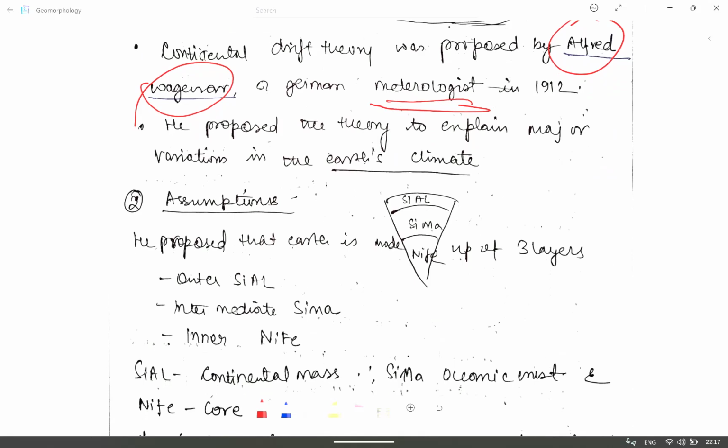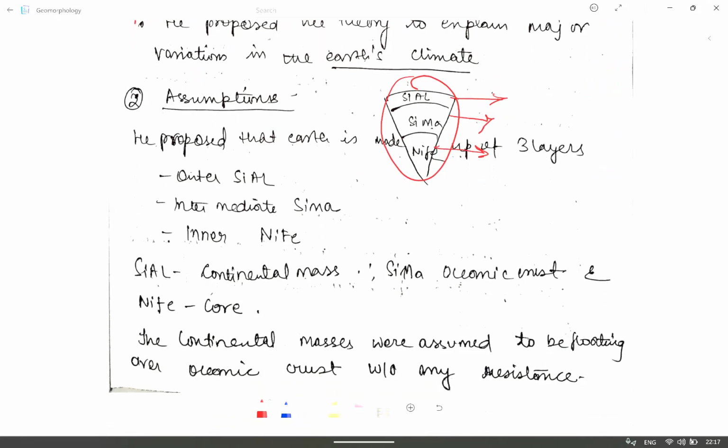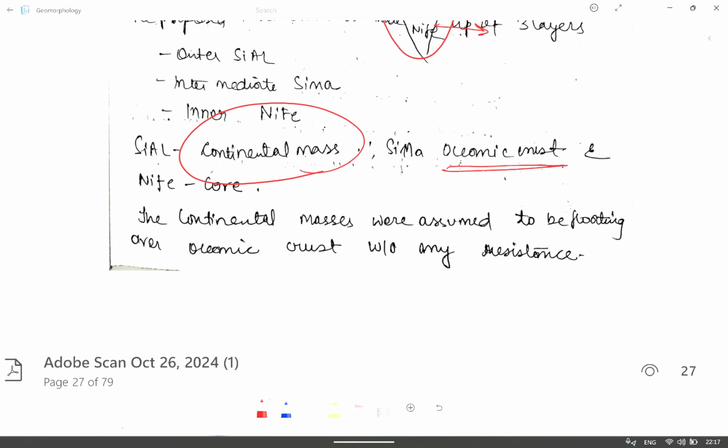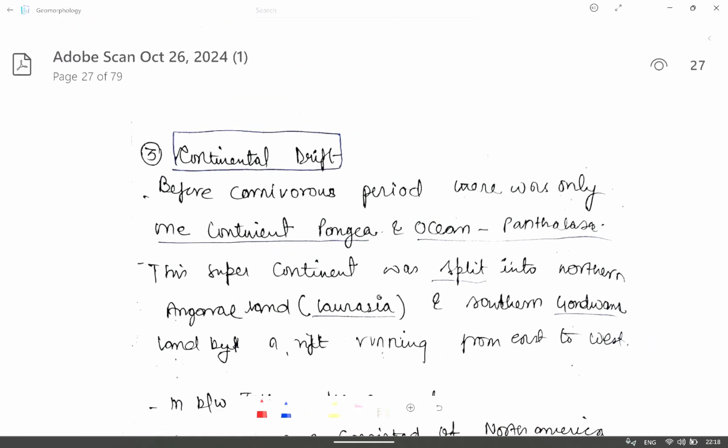Now, he made some assumptions: the Earth has three parts. The outer one is Sial, the middle one is Sima, and the inner one is the Nife layer. In Sial there is continental mass, Sima is oceanic crust, and Nife is core. Continental mass was assumed to be floating over oceanic crust without any resistance. So he said that the continental crust is floating over the oceanic crust and there is no resistance. So what is continental drift?